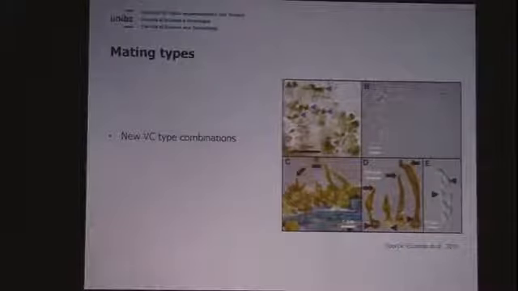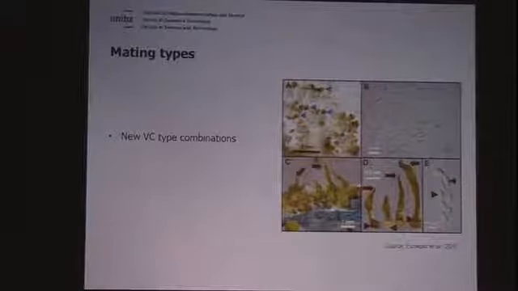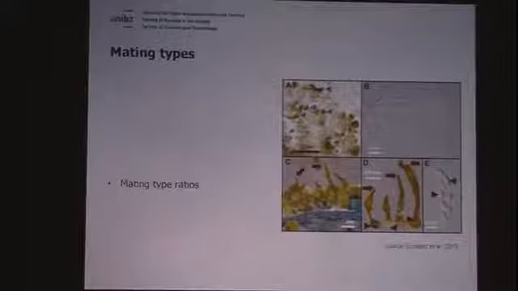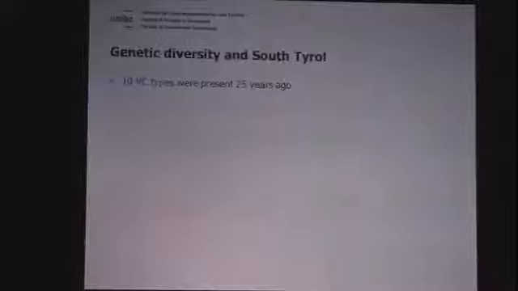As we know, sexual reproduction is a source of genetic variation. So if there is a possibility of sexual reproduction in a region, this means that new VC type combinations will be made in that region. That basically threatens our chestnuts even more. That is why it's important to study this in order to successfully apply biological control in a region, and it's also important to study the mating type ratios in a region.